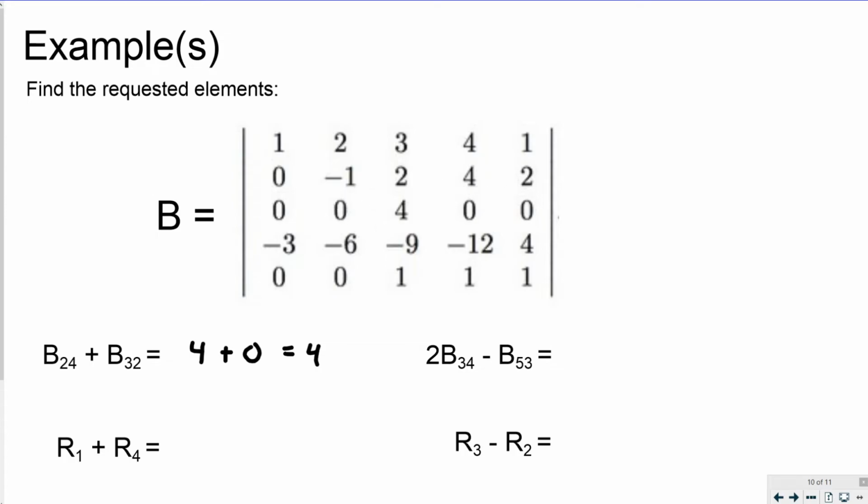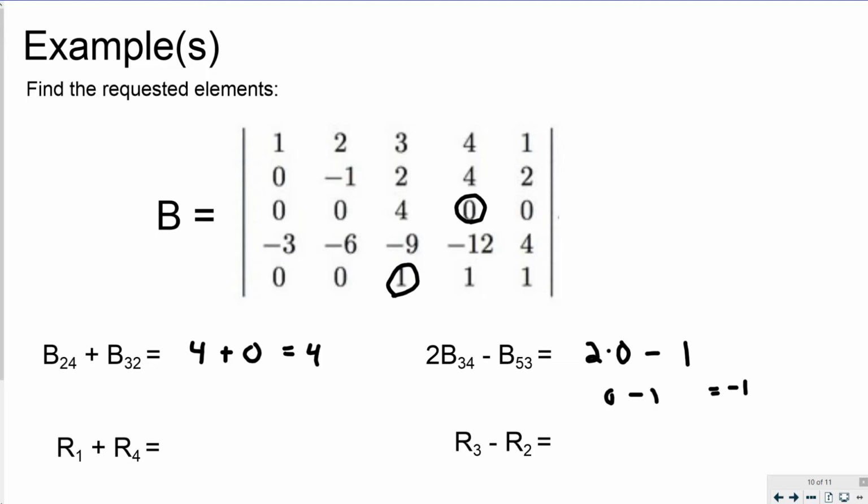The next one tells me to take B34 and double it, and then subtract B53. So B34 is row 3, and then column 4 is here. So I'm going to do 2 times 0, take away, and then if I go down to 53, 1, 2, 3, 4, 5 all the way down, 53 is this one here. Following the order of operations, 2 times 0 is 0. Take away a 1 equals -1.